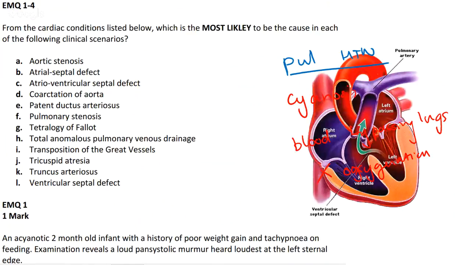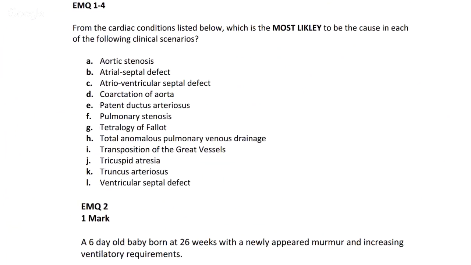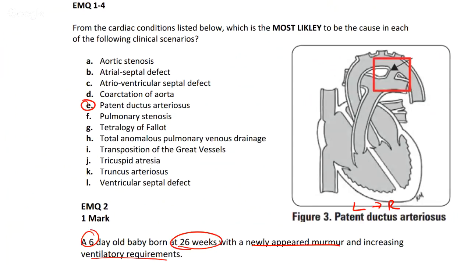Oh, I did have a picture. Okay, next one. Very preterm, only 6 days old. Newly appeared murmur. Increasing ventilatory requirements. Why do they have increasing ventilatory requirements? Because it's a left to right shunt, right? So what do they have? They have a PDA. Very good. Oh, I do have a picture.